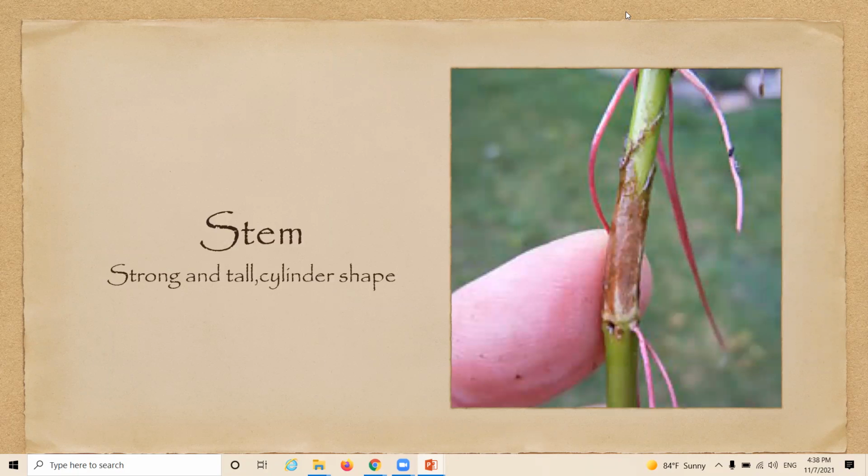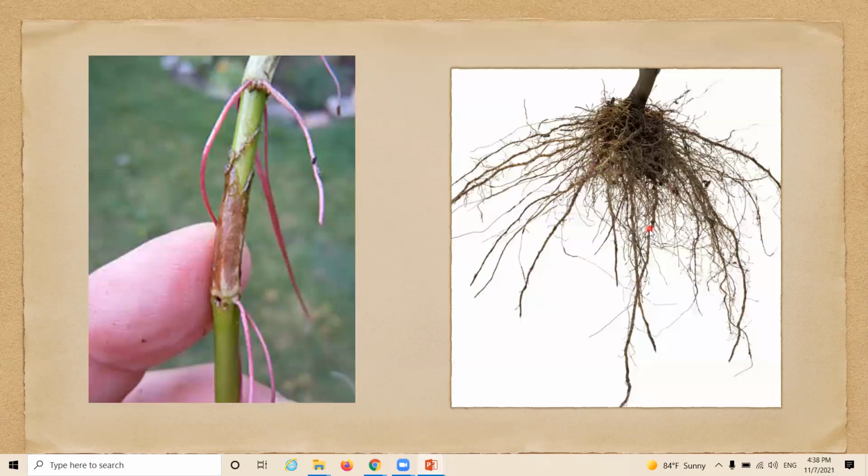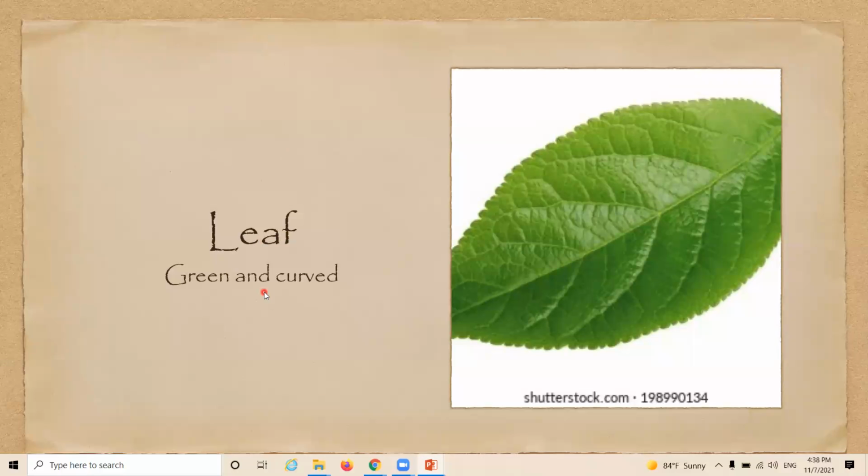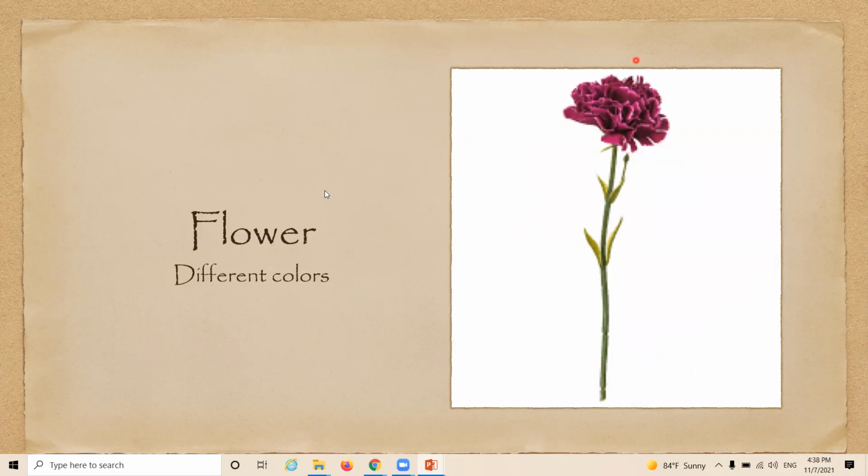What about number 2? Number 2 is a plant part. It's called stem. Stem is strong and tall. So this is a root and this is a stem. What is the third part? The third part is the leaf. Leaf is green and curved, okay? What about the fourth part, flower?